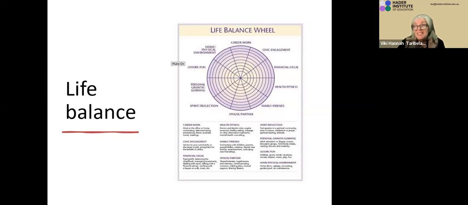So that's actually much better, but it's still got 10. Mine's only got 8. So I kind of put a few things in together: health and fitness, family and friends, financial and legal, civil engagement. I call that community on mine. Career and work, money and career. And work should be separate if you are working or studying.